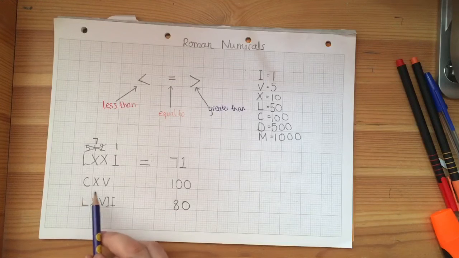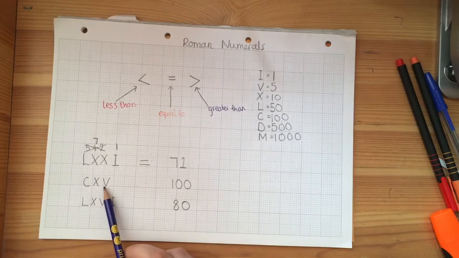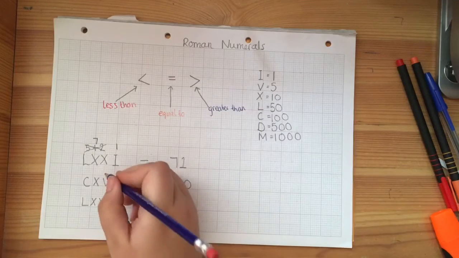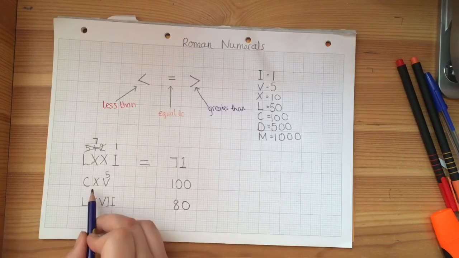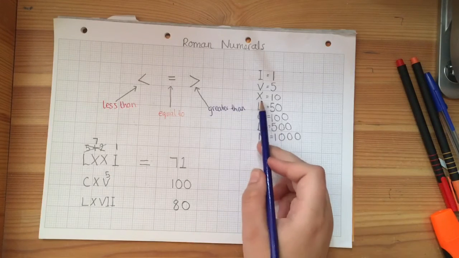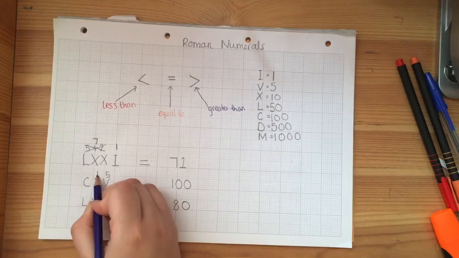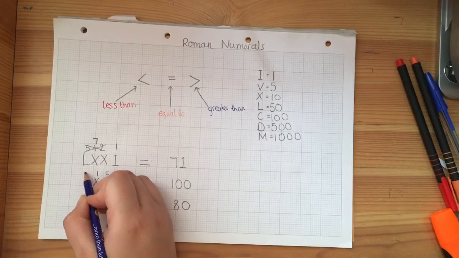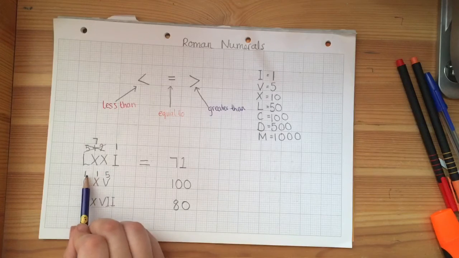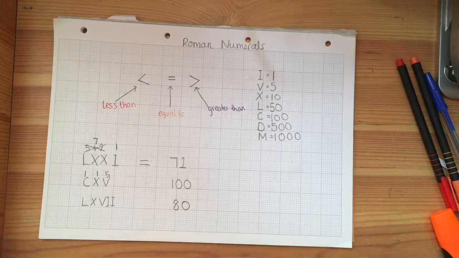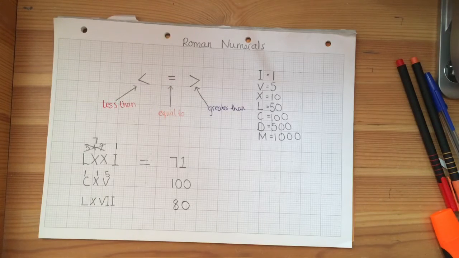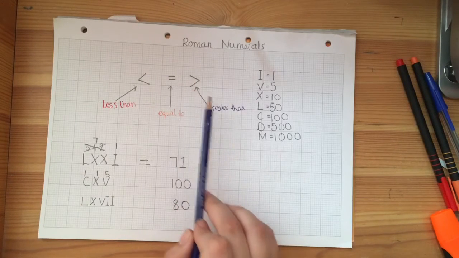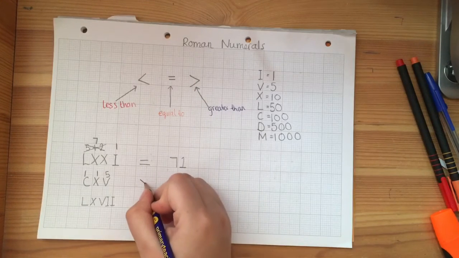Let's have a look at this one, CXV. So let's start with my units. I don't have any I's, I've just got a V. So that means there's 5 here. I've just got an X, I don't have any L's, so I've just got 10. And then I've just got a C, I don't have any D's or anything, so that's 100. So my number here is 115. Well, the number on the other side is only 100, so my Roman numeral number is bigger. So it's greater than 100, so I need to draw my greater than sign.